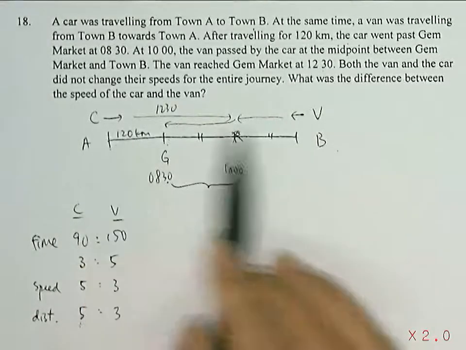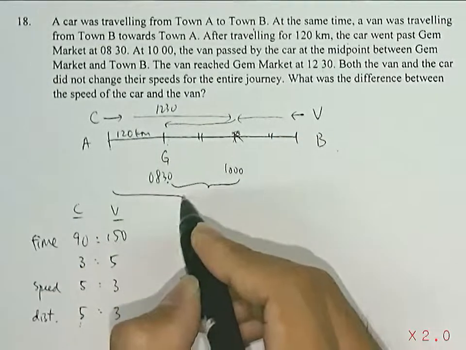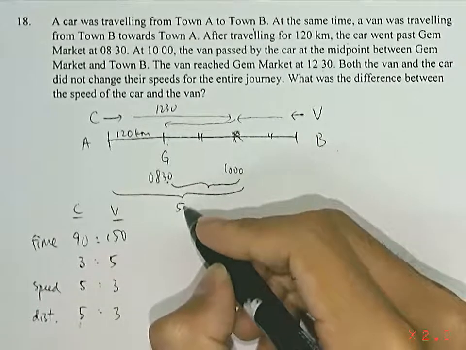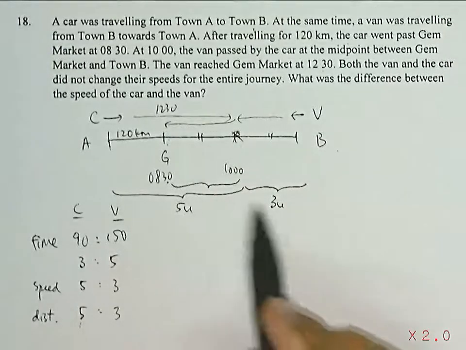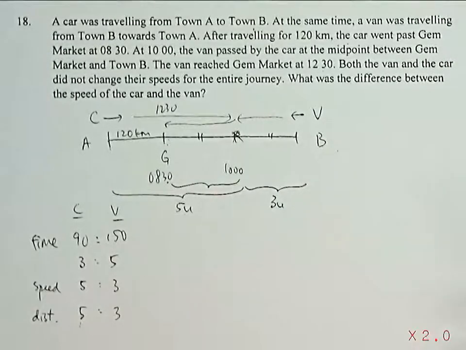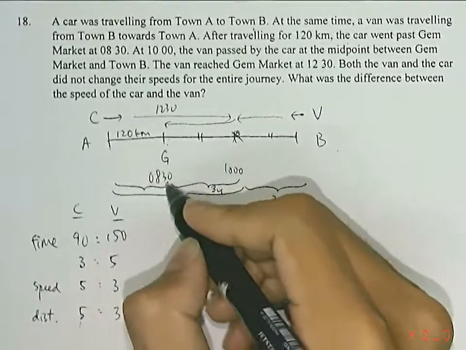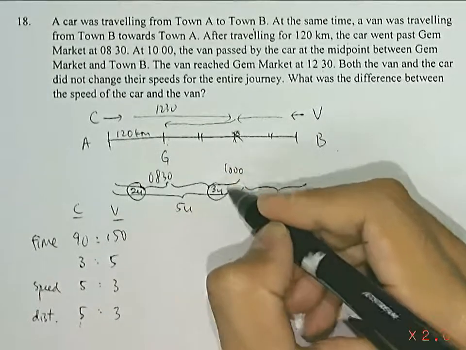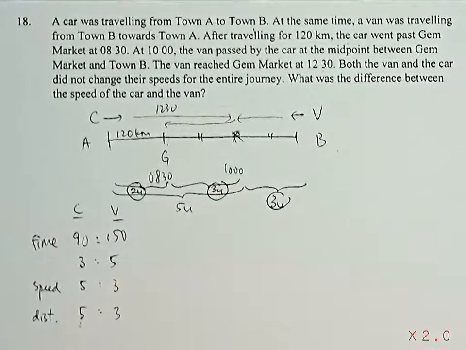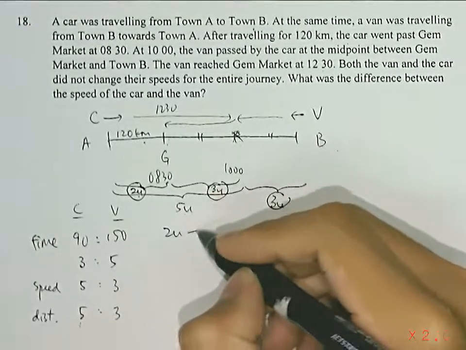From the starting time, since they both left at the same time, the distance traveled by the car until they met would be 5 units, and the distance traveled by the van until they met would be 3 units, since the distance ratio is 5 to 3. We know that this is the midpoint, so this would be 3 units as well. Since this is 3 units, that will be 3 units. And that leaves the remaining portion between the car's starting point and Gem Market to be 2 units. So here we have this segment 2 units, this segment 3 units, and this segment 3 units in terms of the distance. Therefore, 2 units is 120 kilometers.